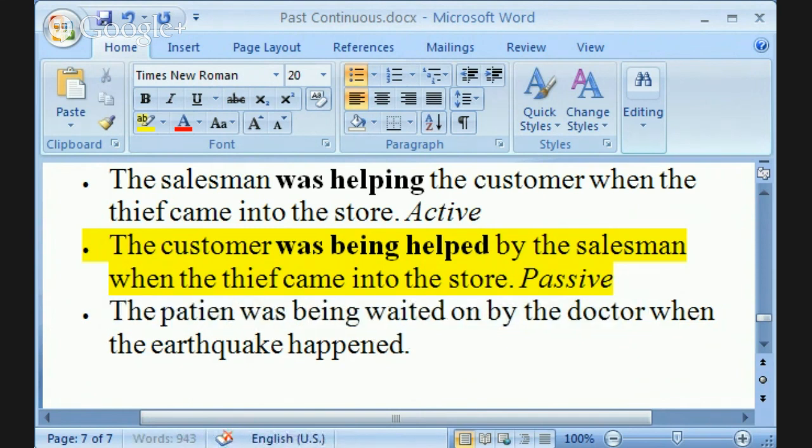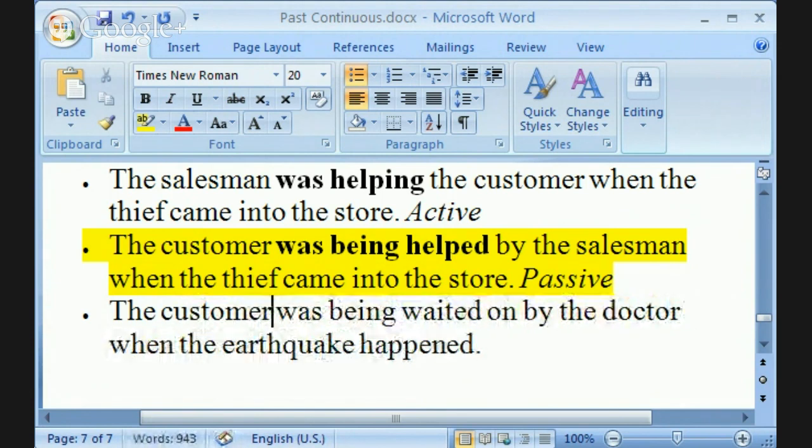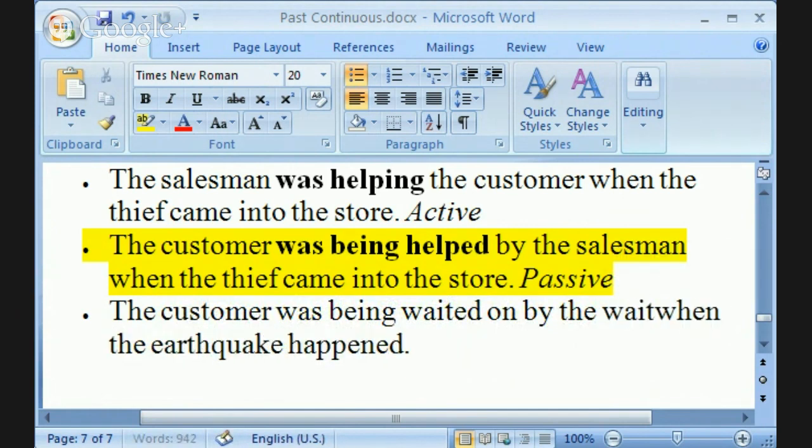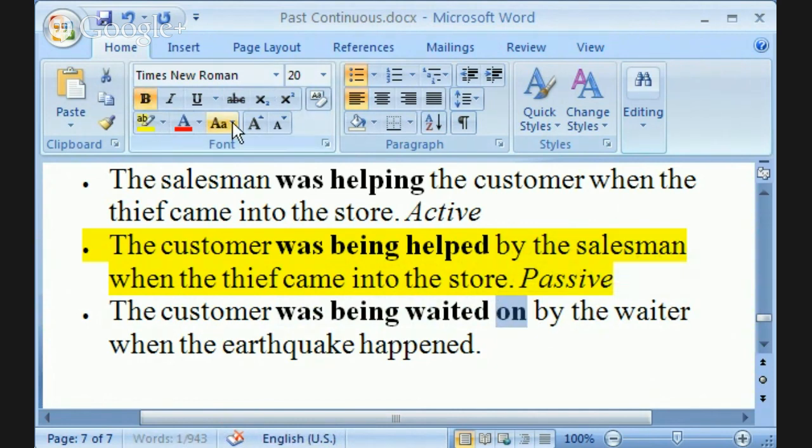Yes, okay. You know, maybe this would be much more likely. The customer was being waited on by the waiter. There you go. Now that would make sense. All right. Now that would be here. And actually I would have to include on. This would have to be a phrasal verb. You're waited on. That can happen to you. All right. So that is possible.